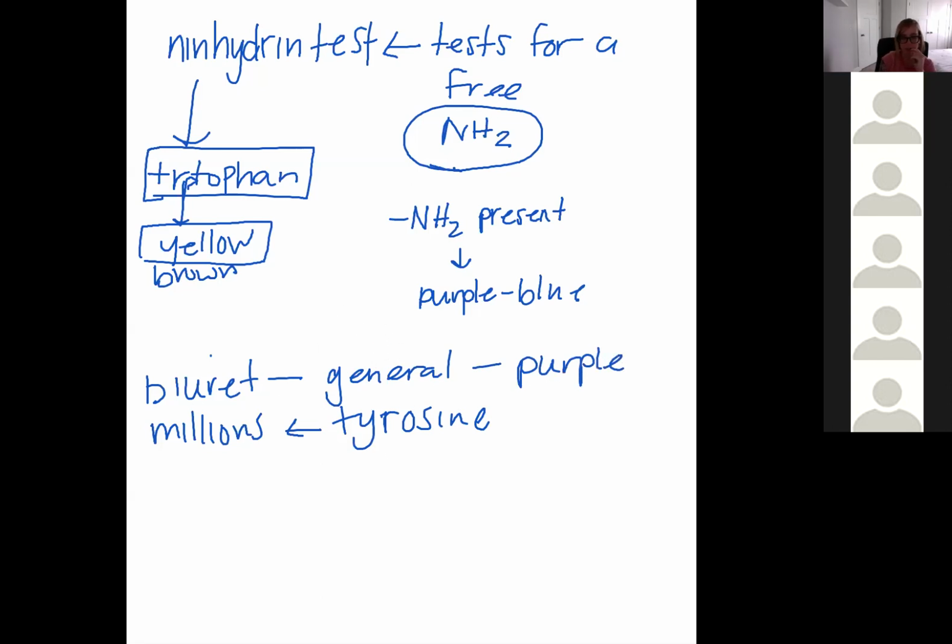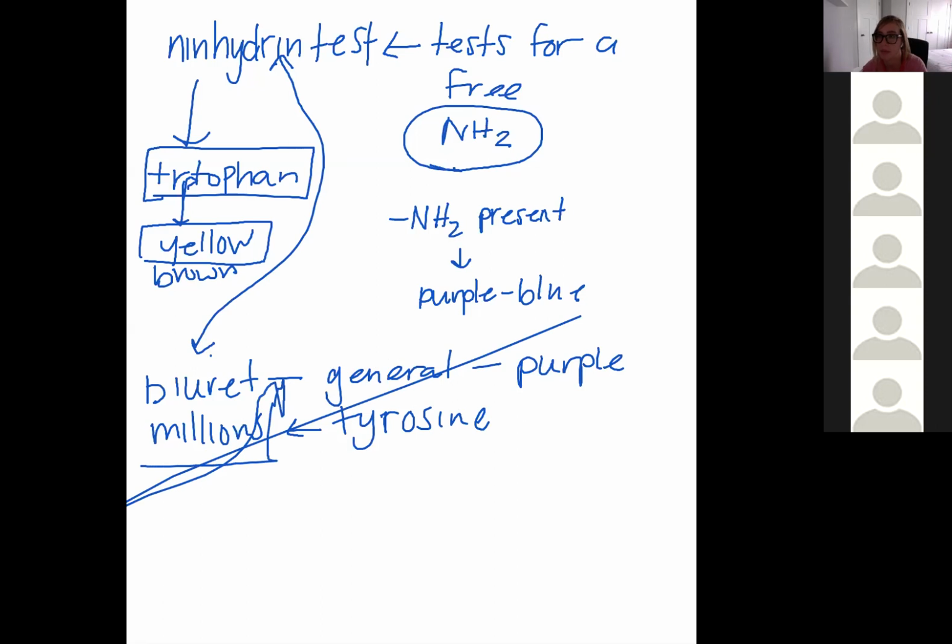So you can talk about the Biuret test or the ninhydrin test. Ones that we technically do are the Biuret or the ninhydrin. So you can do either one of these. When we did our lab, we used both of those. We didn't use the Millon's so much. But you could do either of those options.